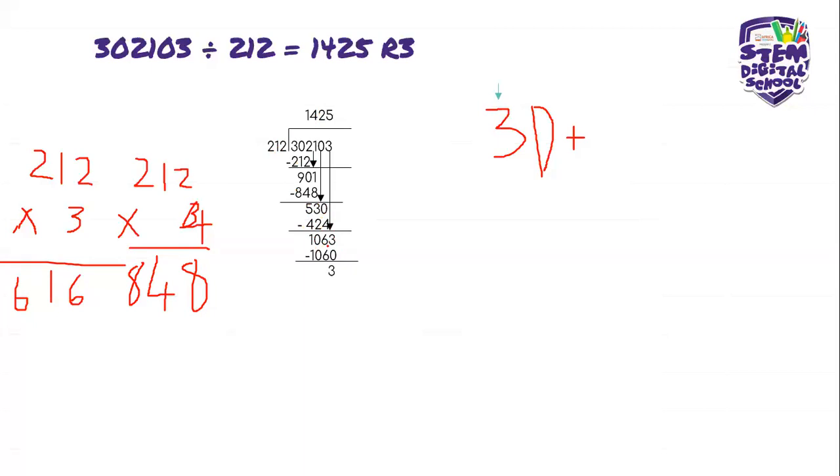212 into 1063. Try 4 times, try 5 times. Find 5 times works. 5 times 212 is what? 1060. 1063 minus 1060 is 3. Leaves me with 3. The remainder is smaller than the divisor. There's nothing else to bring down. So my final answer is 1425, remainder 3. 10 seconds to write the answer.